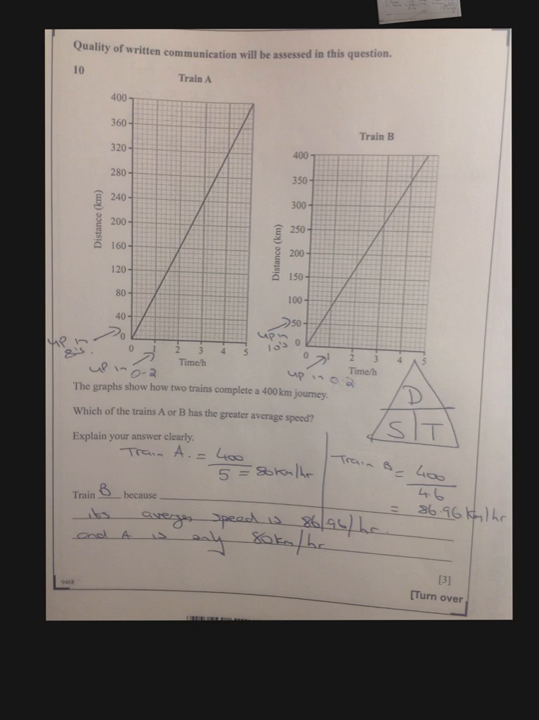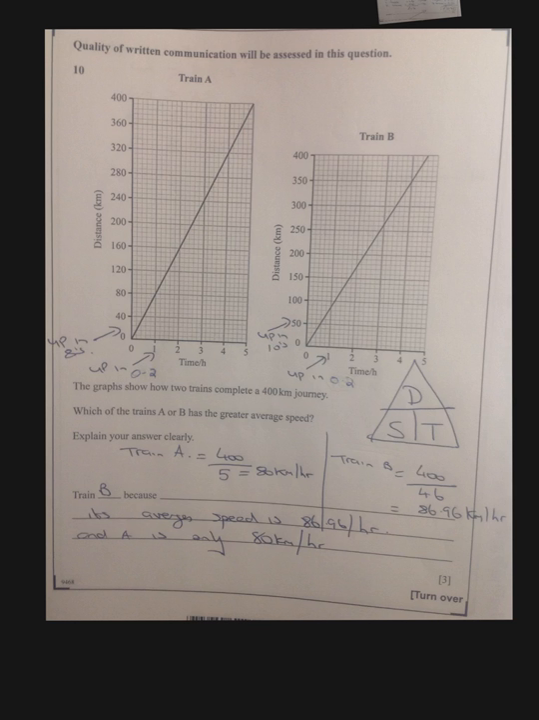Question 10 clearly must be a distance, speed, time graph again. The key thing to note, always work out the barriers. These are going up in 8s, these are going up in 0.2s, up in 10s, up in 0.2s. Put it in so the examiner can see. No doubt at some stage you'll need this information. Okay, the graph shows how two trains complete 400 kilometers. So that's 400 and that's 400. Which of the trains has the greater average speed? Distance, speed, time. Write it in. Explain your answer clearly. Okay, 3 marks for this.